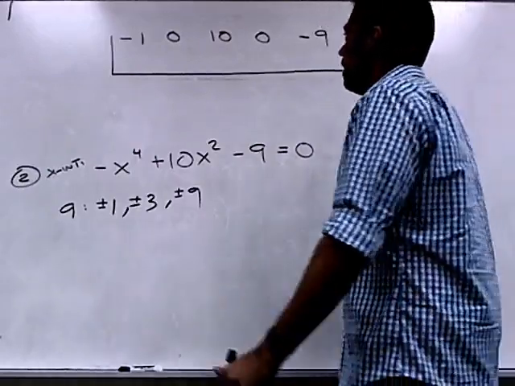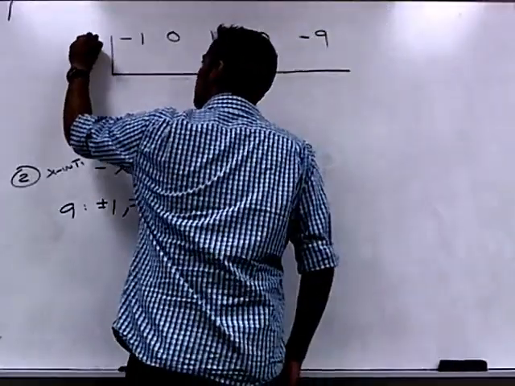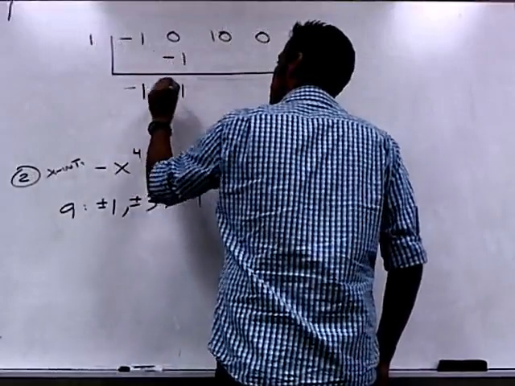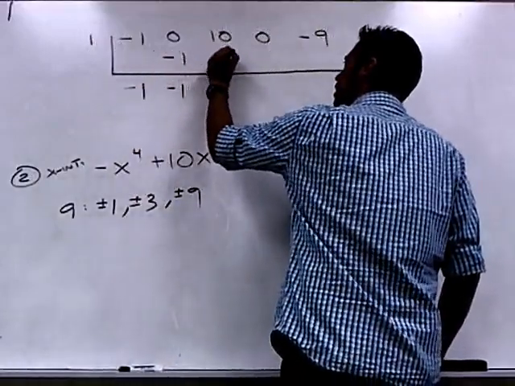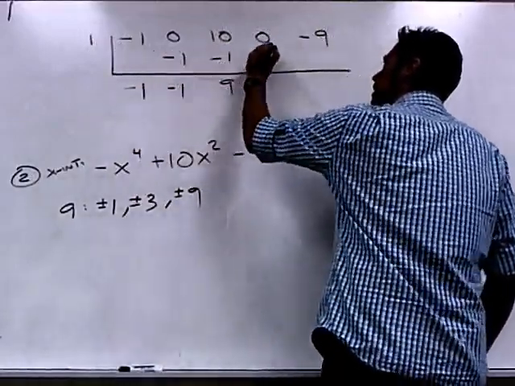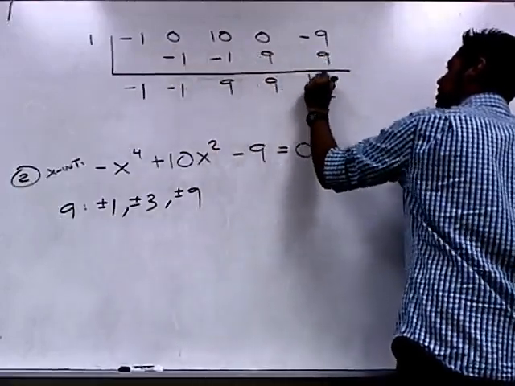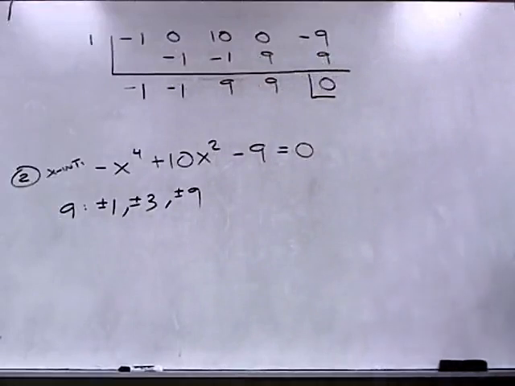All right, let's try 1. -1 comes down, -1, -1. -1 comes down 9. 9 comes down 9 and 0. Oh yeah. Right?